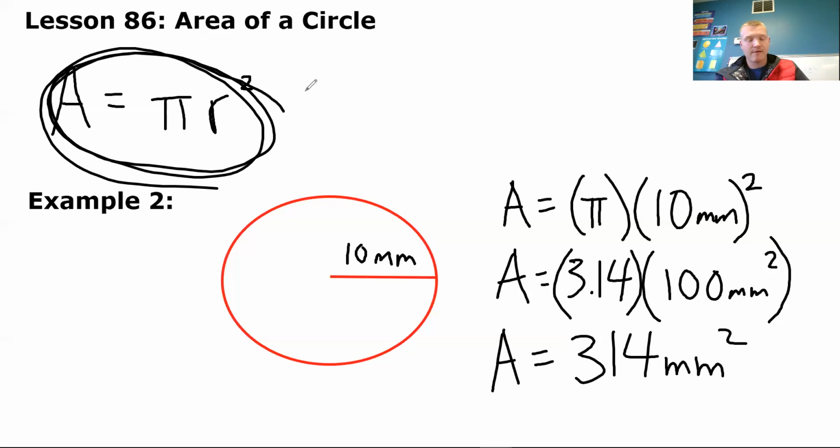Go ahead and finish up your notes there, and get started on your lesson practice, A through E, and then all of the numbers as well. I think this one was odds, okay? Go ahead and get started there, and if you have any questions, let me know.